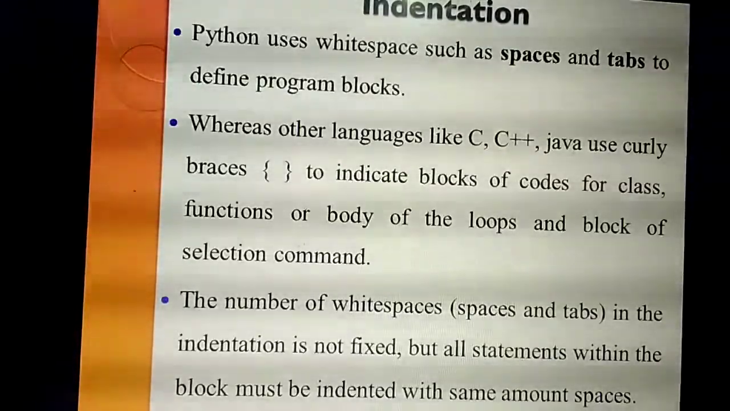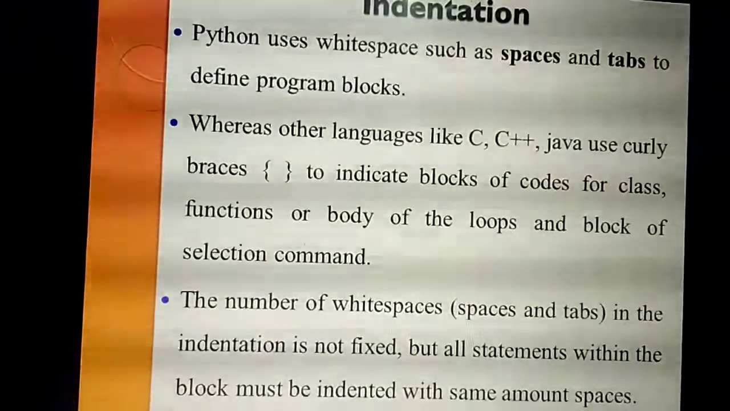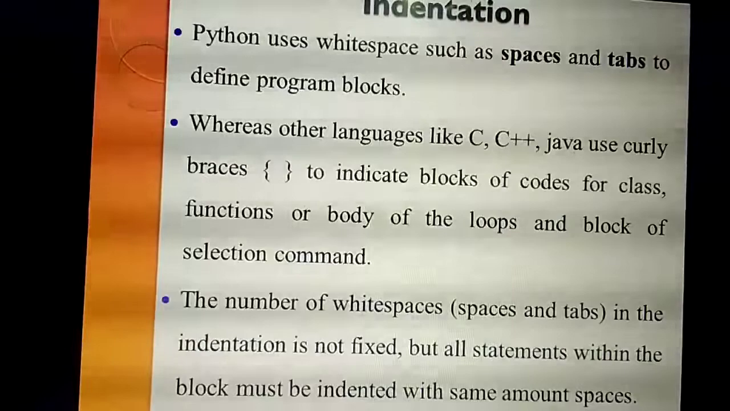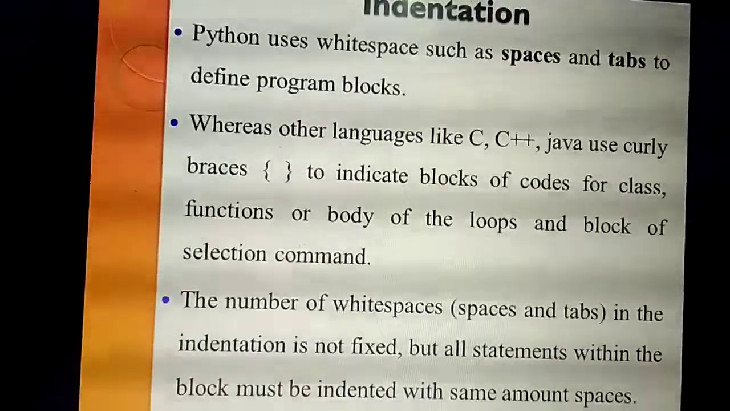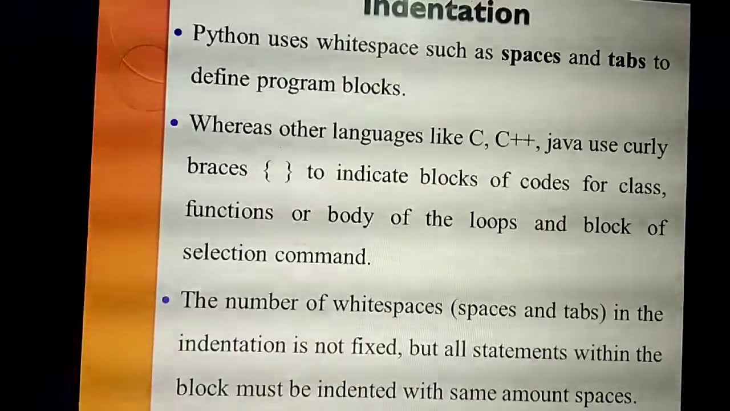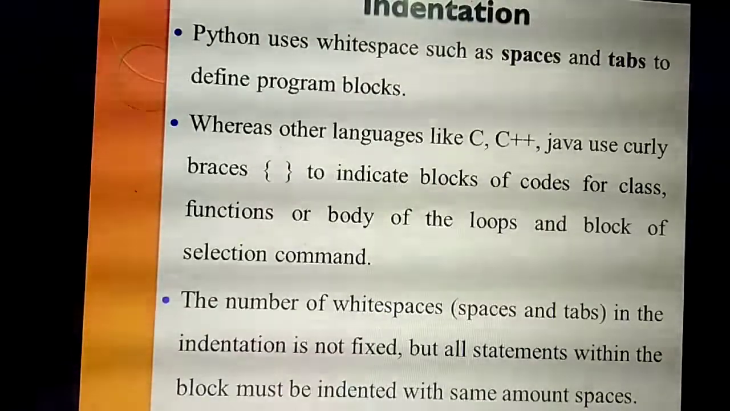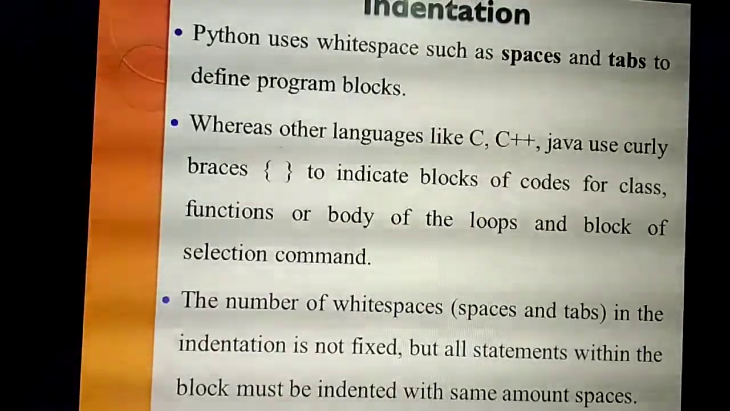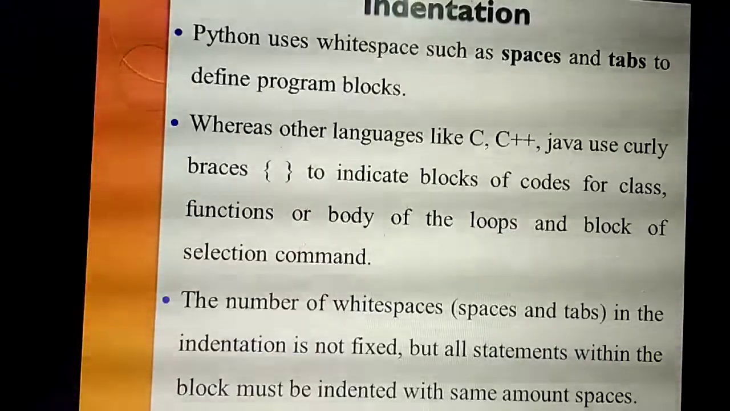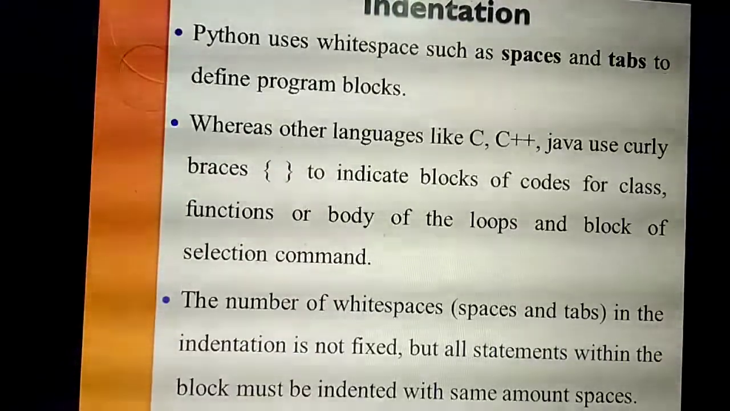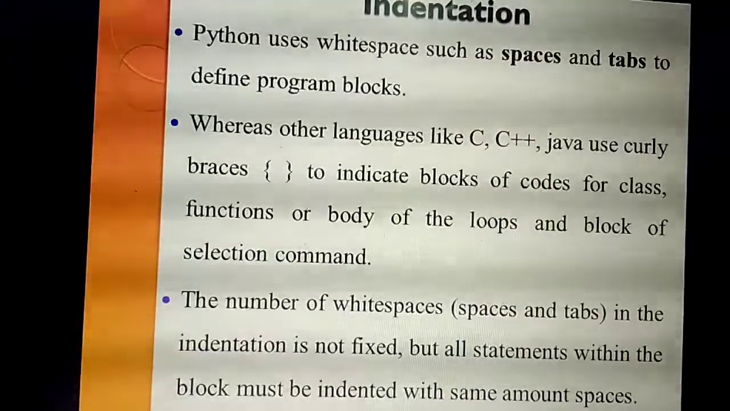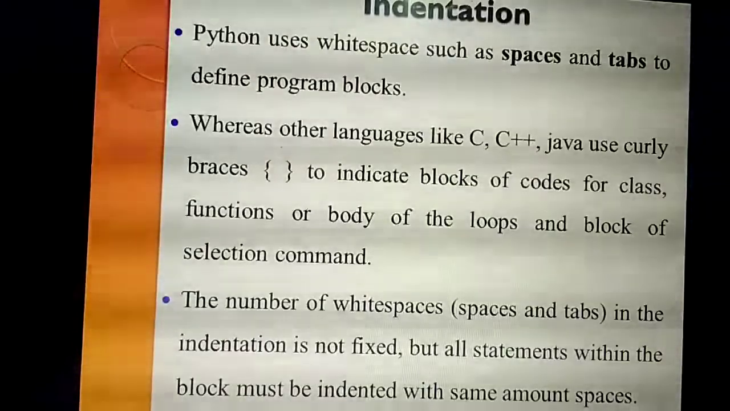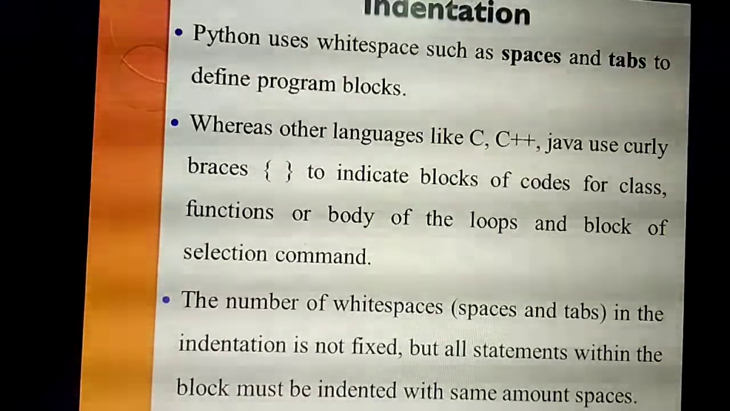One example I said: class student, int height, weight, and all that. Understand? In C and C++ programs, you use curly braces to represent a particular block. But in Python, you are not using curly braces. Instead, you are using spaces and tabs. The number of spaces you need to use is not fixed, but one condition is, if you are using 2 spaces for one function, the same thing you need to follow till the end.